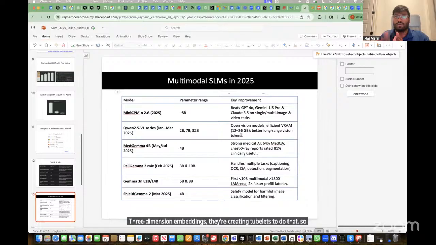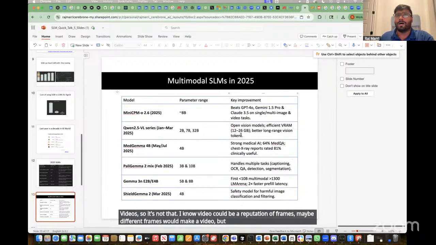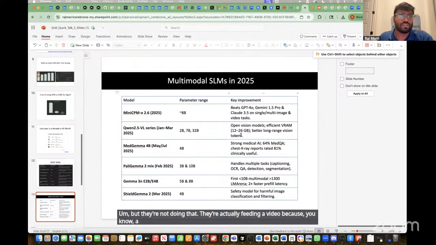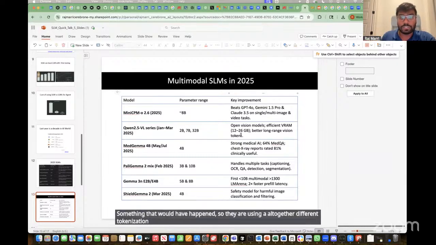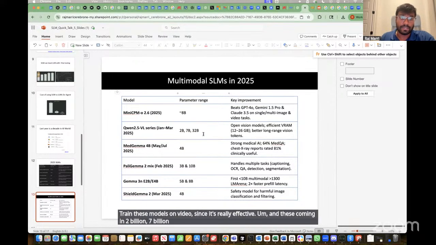They're actually using two different frames, flattening them out, and then using tubelets to train this model to analyze videos. A video could be a repetition of frames, maybe different frames would make a video, but they're not doing that. They're actually feeding a video, because a small frame change could define an action, something that would have happened. So they are using altogether different tokenization methods to train these models on videos. It's really effective, and these coming in 2 billion, 7 billion, 32 billion parameters is really great.